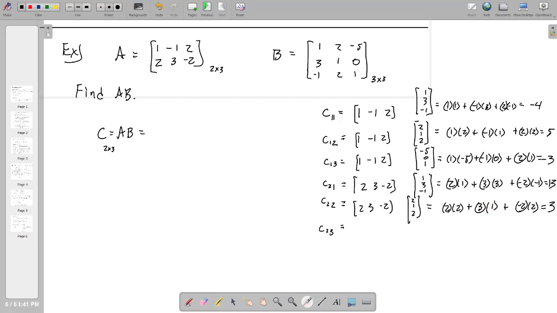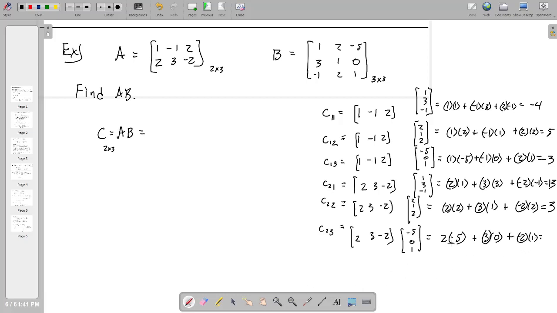And C23 is going to be second row of A, third column of B. 2, 3, negative 2 times negative 5, 0, 1. 2 times negative 5, 3 times 0, negative 2 times 1. So 2 times negative 5 plus 3 times 0 plus negative 2 times 1.